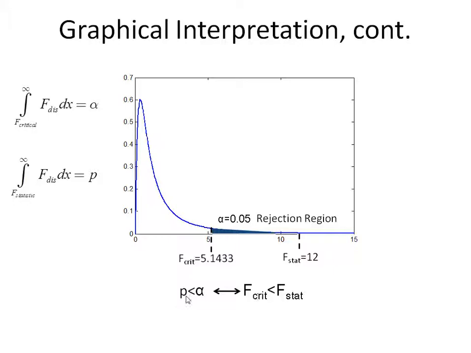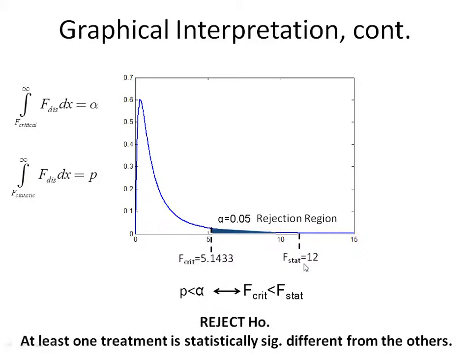So what does that mean? That means that p is less than alpha, which interchangeably means that the F critical value is less than the F statistic. And so we can reject our null hypothesis, which means that at least one of the three treatments is statistically significant from the other two.